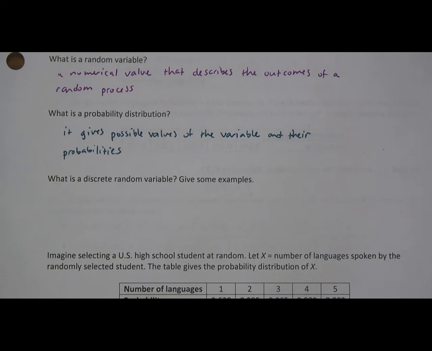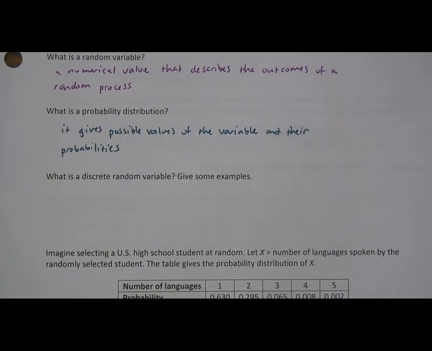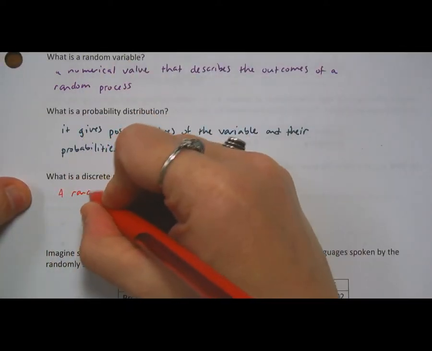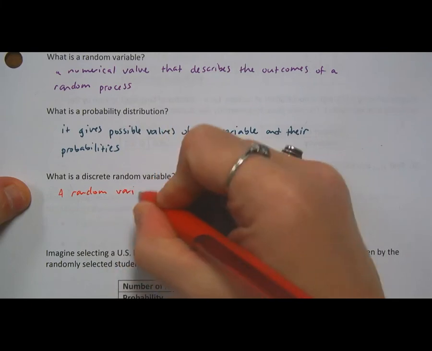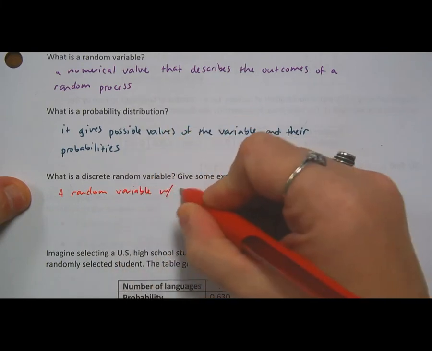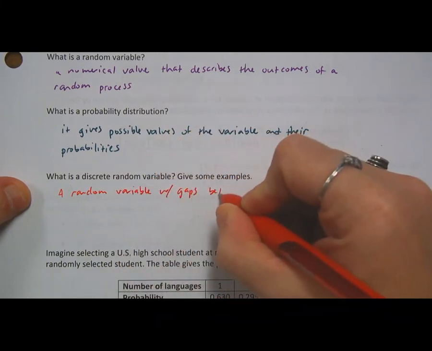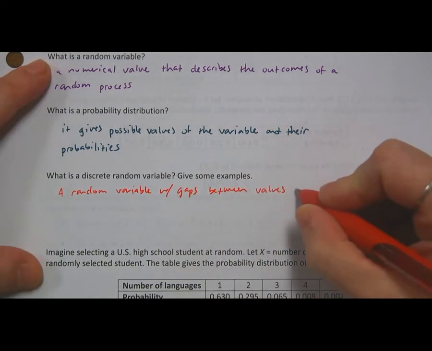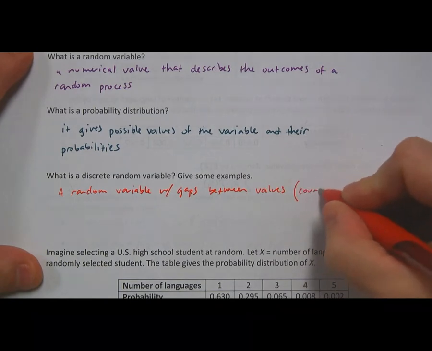And then we're going to talk today about the difference between discrete and continuous variables. You've been exposed to that vocabulary prior to this class. You've been exposed to that vocabulary in this class. Discrete means that it's a random variable with gaps between values. Usually things that are counted.